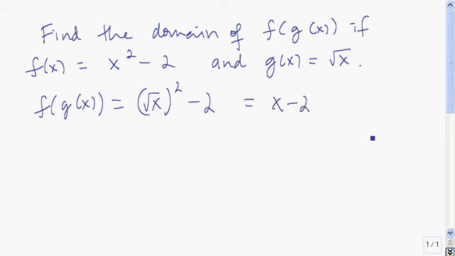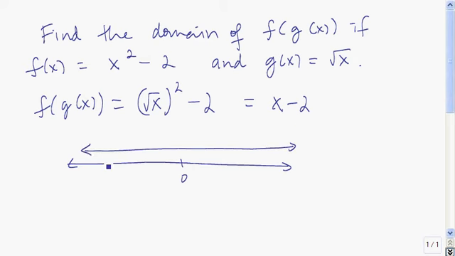All right, next I'm going to mark off the domain of this simplified version of f of g on a number line. So here's my number line, here's 0, and I can plug any value of x I want into x minus 2. So the domain of this simplified version is all real numbers.